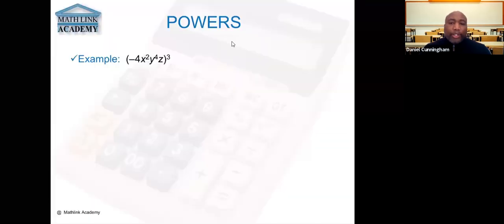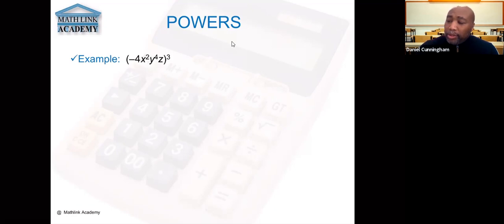I believe the best way to do expressions with powers and simplify them is to do an example to show you how to simplify an algebra expression that's raised to a certain power. In this case, we have negative 4x squared, y to the fourth, z. That's one expression, and we're raising all of that to the third power. So how do you simplify that?